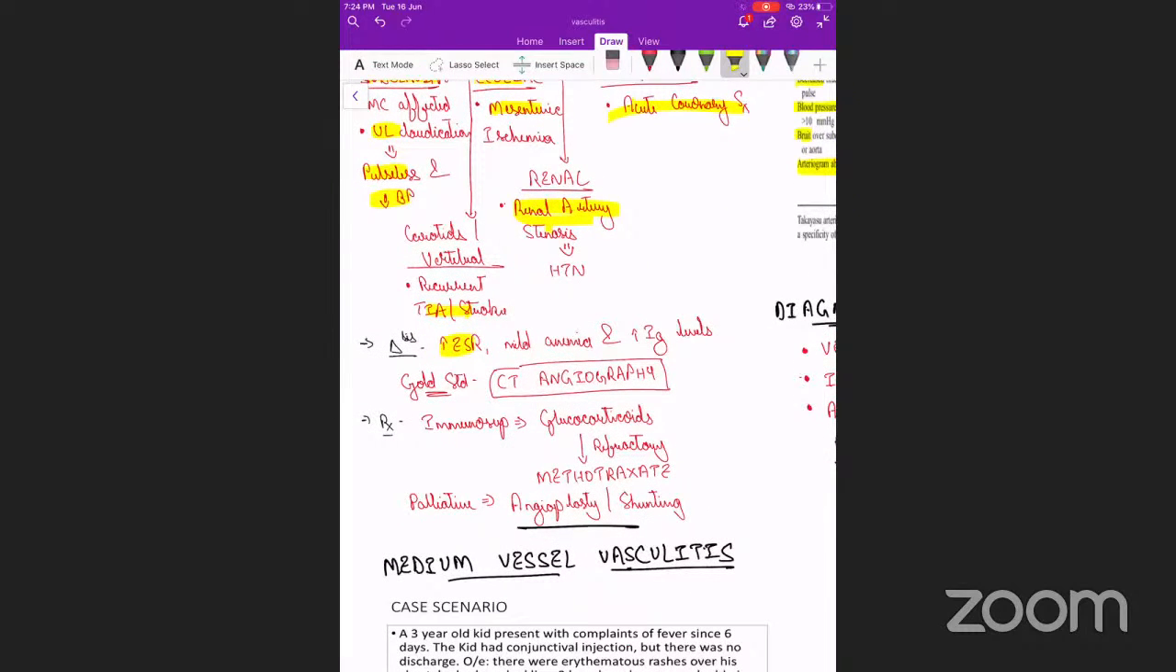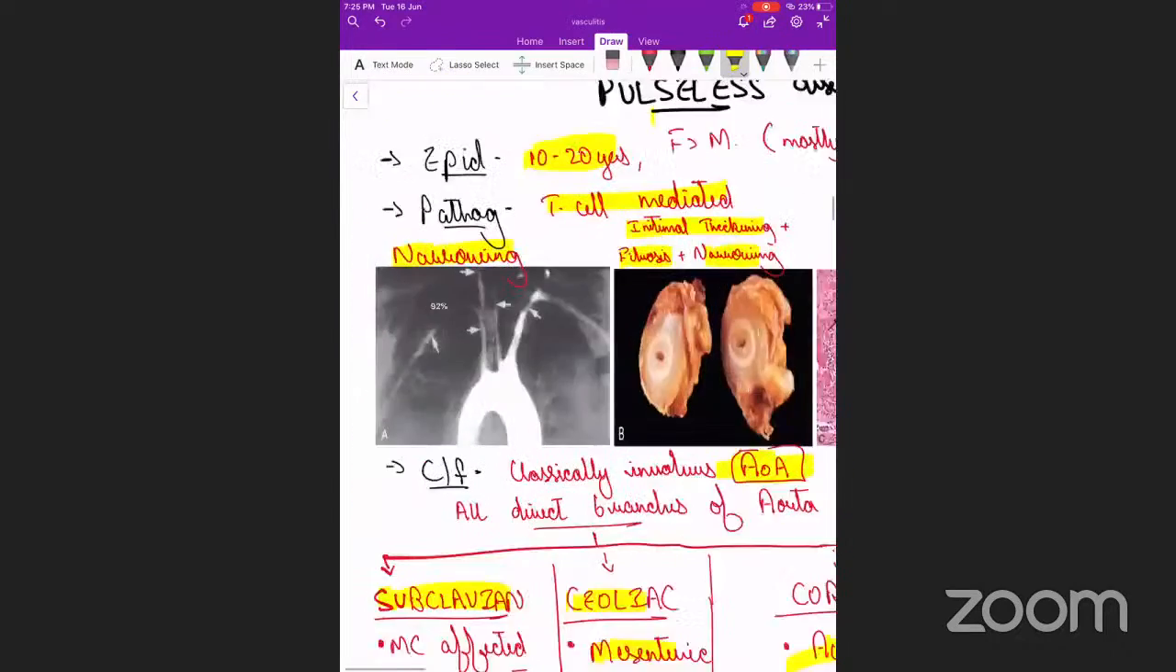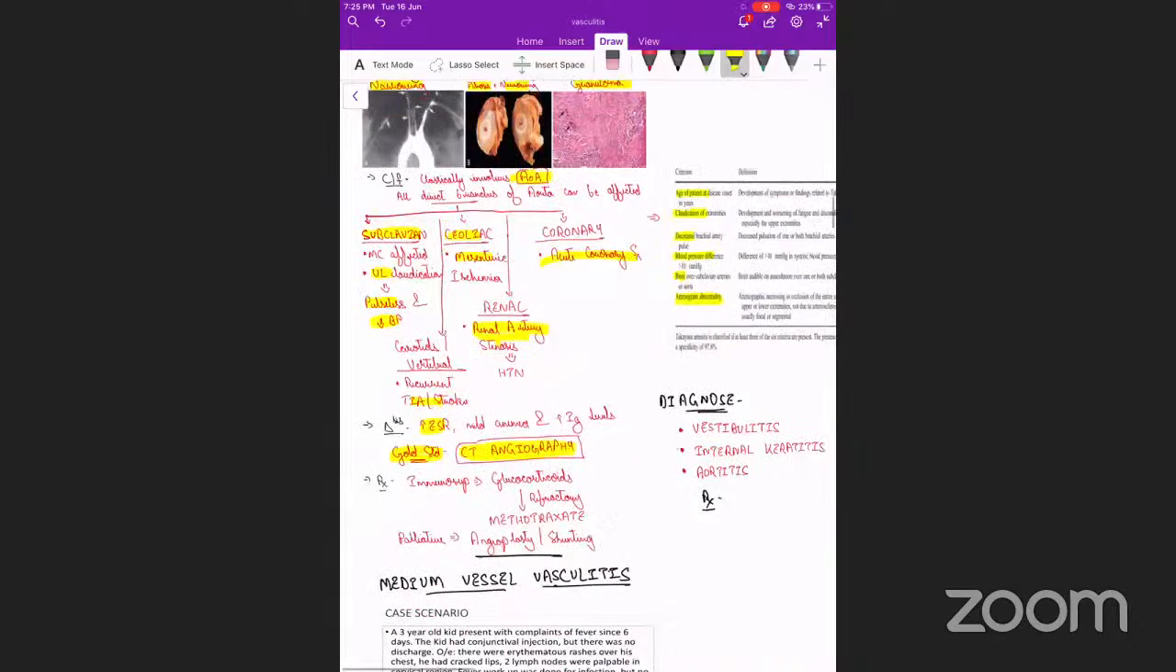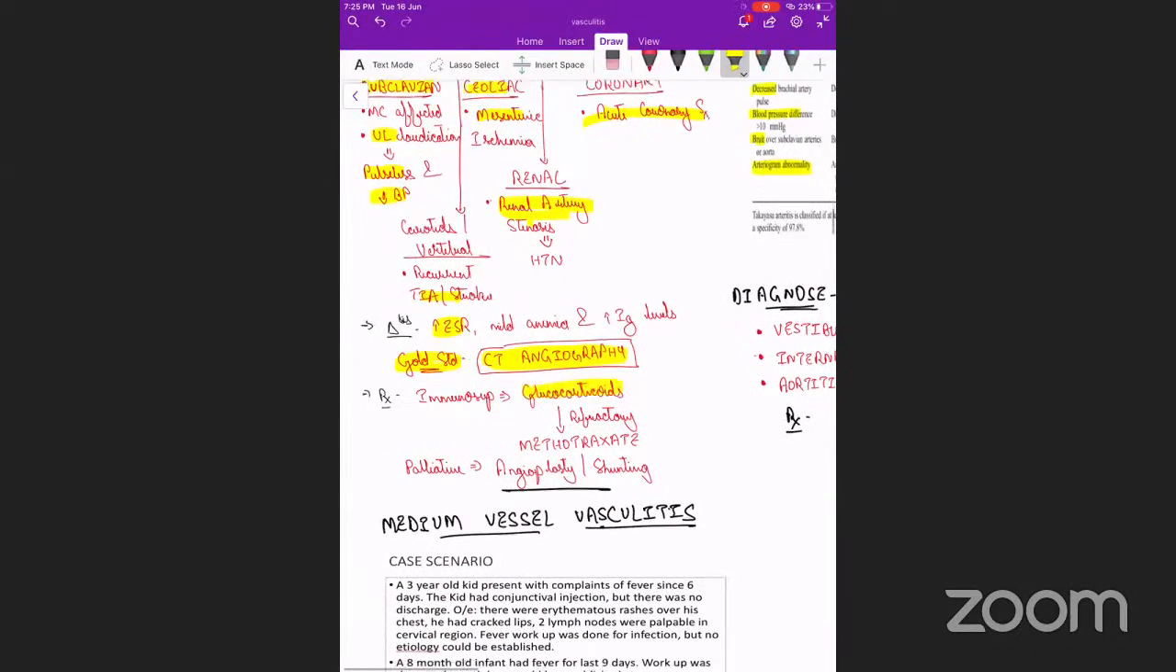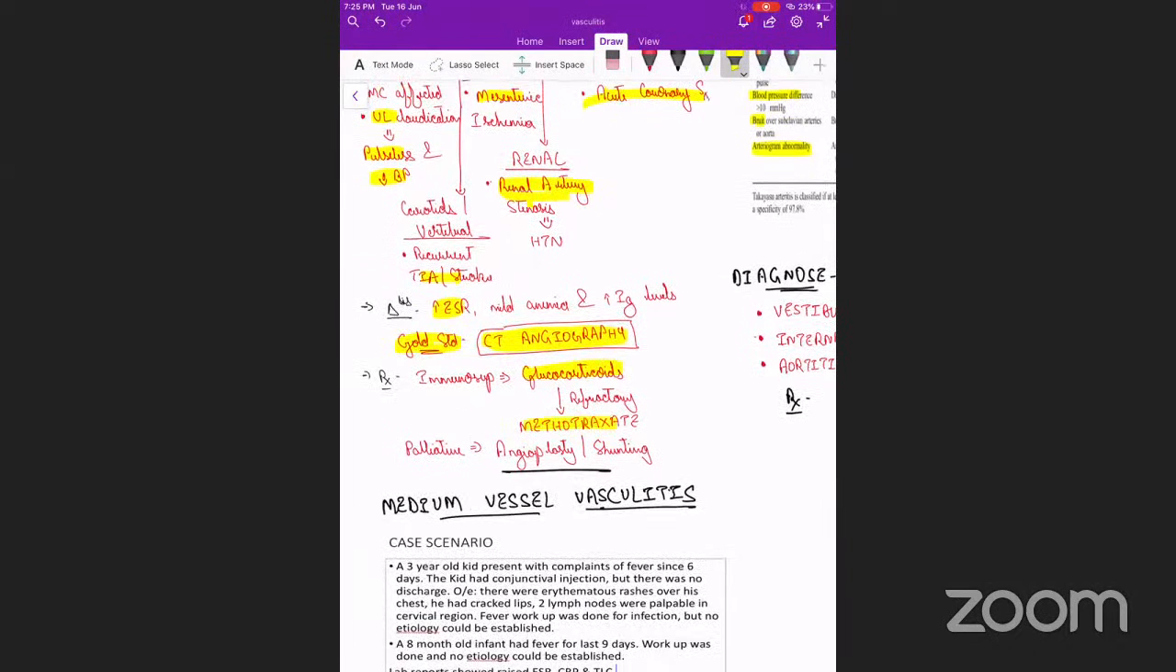The gold standard in this case is very important. In most of the other vasculitides, the gold standard is biopsy. But over here, because biopsy can look the same as GCA, the gold standard is CT angiogram, detecting these narrowings. Next, treatment is almost the same as that. You give glucocorticoids. If they are refractory, then we can give methotrexate. Since there will be narrowing, we can do angioplasty and stenting as well.